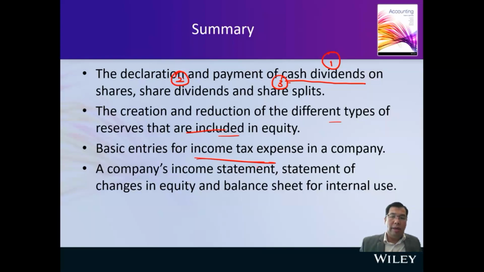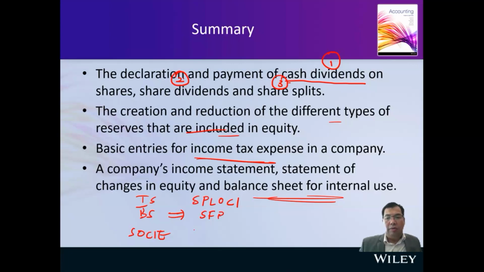A company's income statement, statement of changes in equity, and balance sheet are for internal use. Previously we only had income statement, balance sheet, and statement of changes in equity. Under company account, we have statement of profit and loss and other comprehensive income, similar to income statement. And then we have balance sheet, statement of financial position. And we have statement of changes in equity. Yes, we still have that. And finally, we have cash flow statement. So this is a new statement that you're going to learn when you do AK 200.